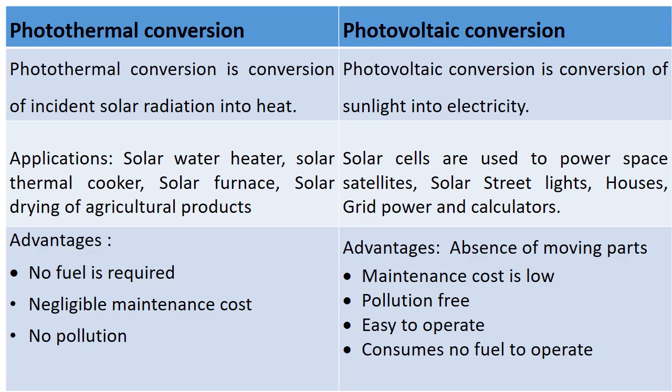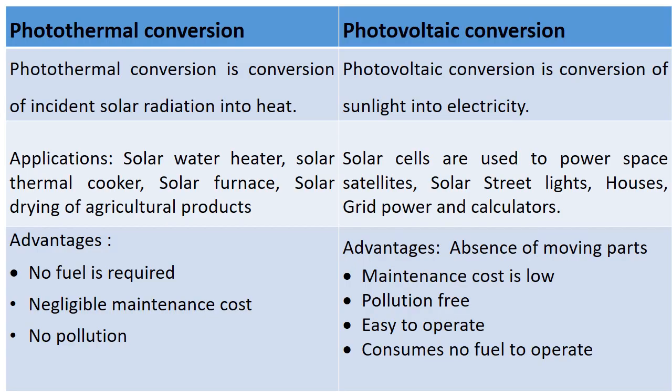There are two types of conversion of solar energy. One is photothermal conversion and the other one is photovoltaic conversion. Photothermal conversion means conversion of incident solar radiation into heat. That means the solar radiation is being used for heating purposes.